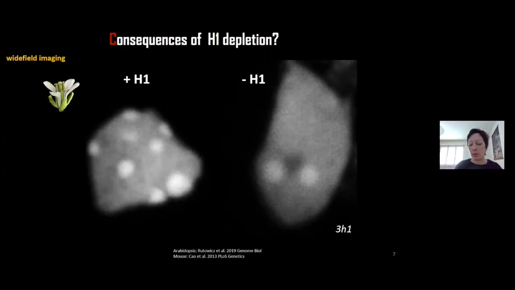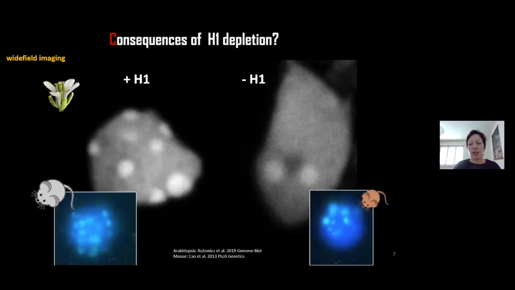So I'm going to tell you more about this line, which has lost the expression of the 3 H1 variants in Arabidopsis. I'm showing you here a nucleus, inspected without any fancy microscopy, just a white field microscope, nucleus stained by DAPI. In the presence of H1, we see the regular aspect with clearly defined chromocenters, between 6 to 8 chromocenters. And in the absence of H1, we see a massive decondensation of the chromatin with barely 2 chromocenters.